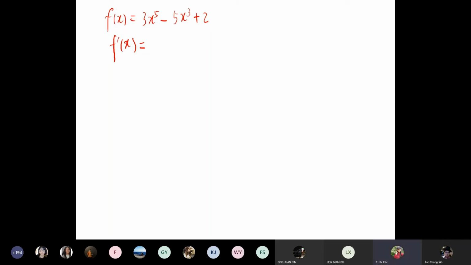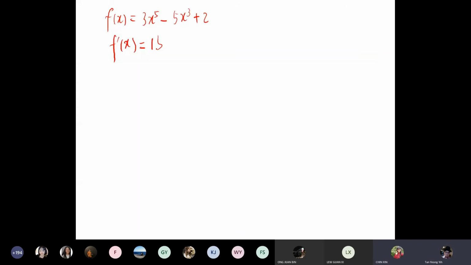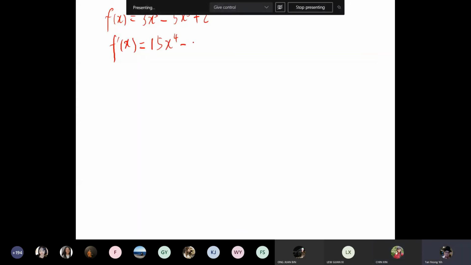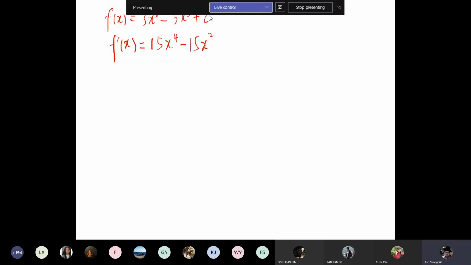X to the power of 4. Okay, good. 15x to the power of 4 minus 15x squared. Good. 15x squared plus 0, right? We differentiate 2. What do we get? 0. Okay, so this is the first derivative test. Now after that, what should we do?